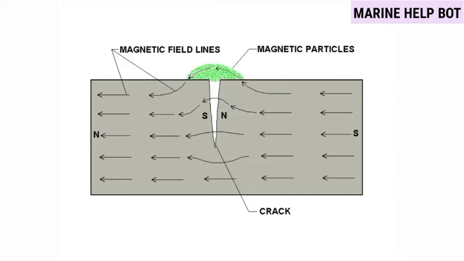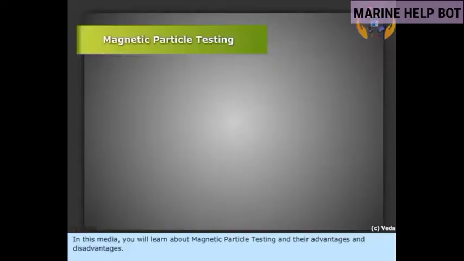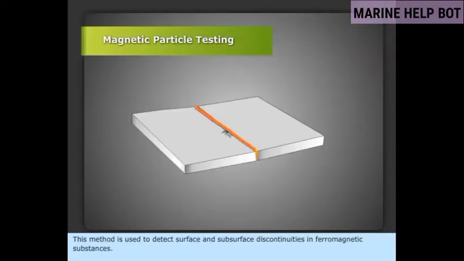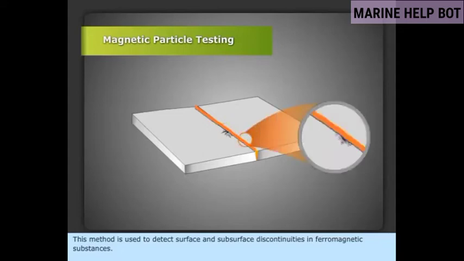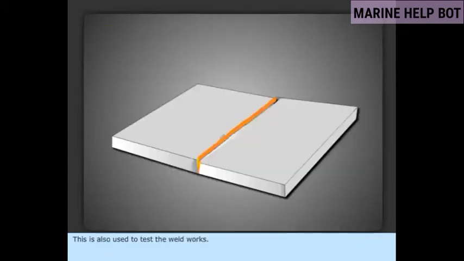So for this magnetic particle testing, I have attached one digital e-learning video which will clear all the concepts for this test. So the video is as follows. This method is used to detect surface and subsurface discontinuities in ferromagnetic substances. This is also used to test the weld works.